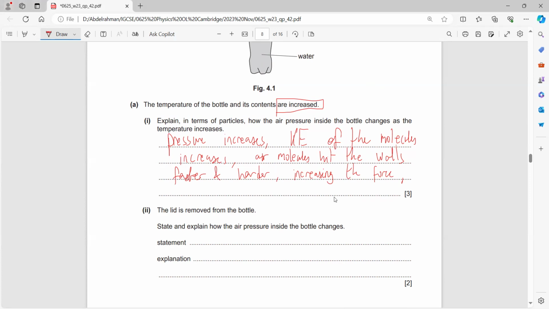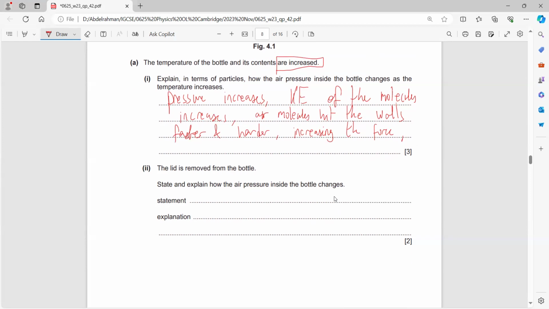Now the lid is removed from the bottle. State and explain how the air pressure inside the bottle changes. When I remove the lid, what will happen to the air pressure? It would decrease because the surface area increased. Okay, so the pressure decreases. Why? Not because the surface area decreases, but because the air molecules escape from the bottle.